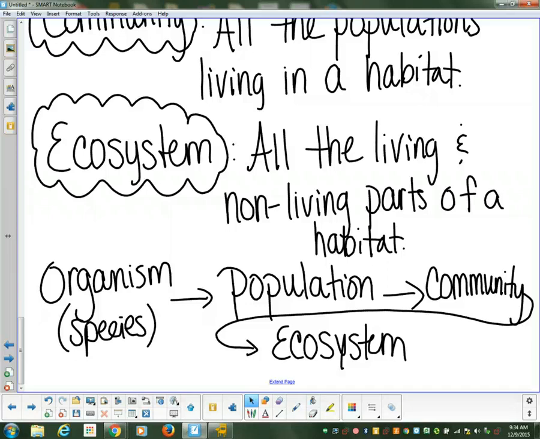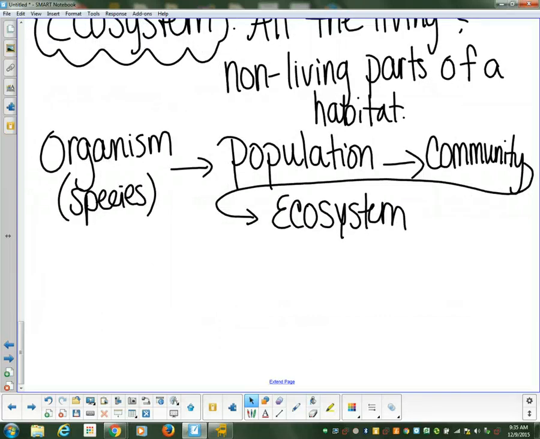Okay, so an organism exists in an ecosystem. A species exists in an ecosystem. A population exists in an ecosystem. A community exists in an ecosystem. Okay? They all exist within that one thing. The ecosystem is all the living and non-living parts. Okay? Does that make sense? Okay, good. And then the last thing, this is our last note, is ecology.